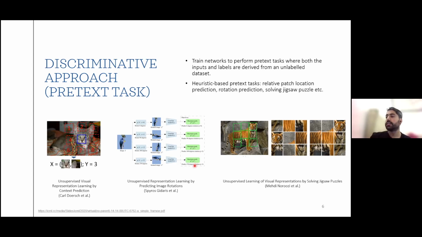Another is rotating the image. We take the image, rotate it, and ask the network what the rotation is. Is it rotated 0 degrees, 90 degrees, 180, or 270? In this way, it would learn a representation without data augmentation. And again, there's solving a jigsaw puzzle task. So all different formulations, but the concept remains the same, to learn a representation.